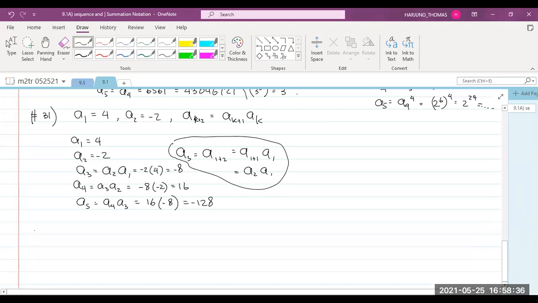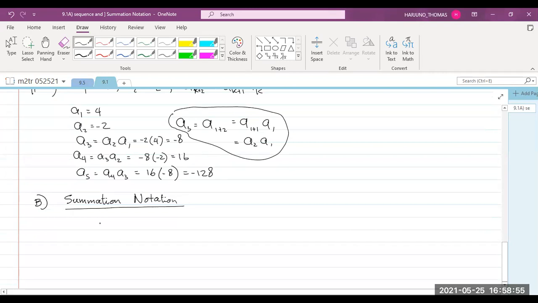Next, summation notation. This notation here means the sum of.